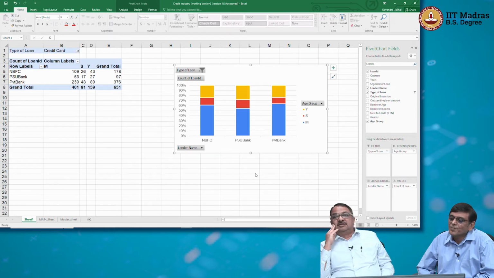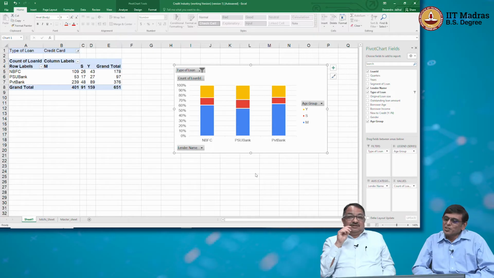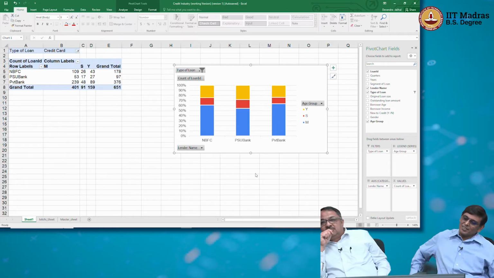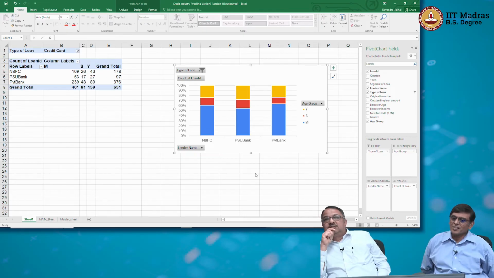So private bank is focusing on middle-aged. In general, seniors are not. Nobody seems to. Seniors are also probably not very keen to take loans. So NBFC is going after youngsters. Oh, I see. No, PSU banks are also giving to youngsters actually. PSU banks are giving to youngsters.